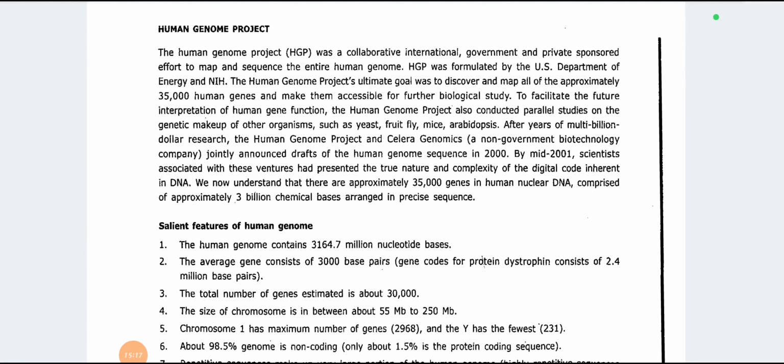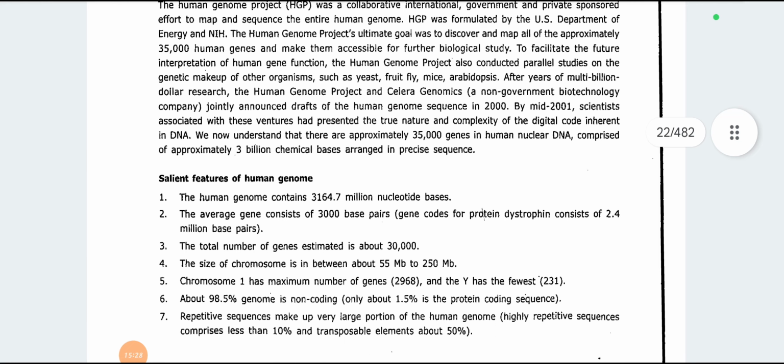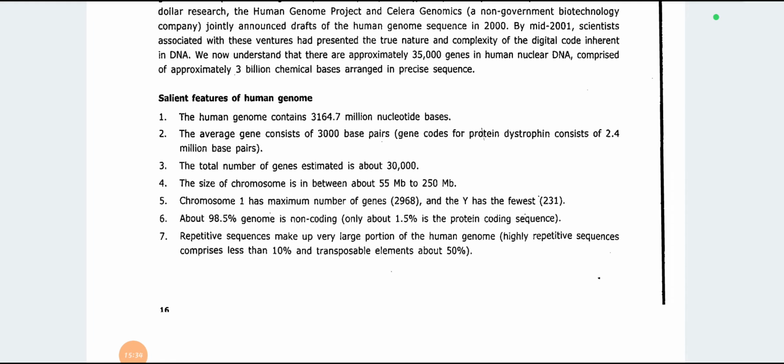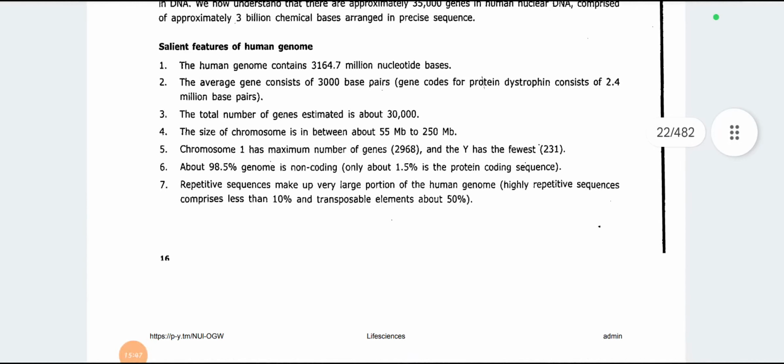Studies were also done on yeast, fruit fly (Drosophila), mice, and Arabidopsis. After years of multi-billion-dollar research, this was successful, and the draft of the human genome sequence was jointly announced in 2000. By mid 2001, scientists associated with these ventures had presented the true nature and complexity of the digital code inherent in DNA. So we now understand that there are 35,000 genes in human nuclear DNA, which is around 3 billion chemical bases arranged in precise sequence.